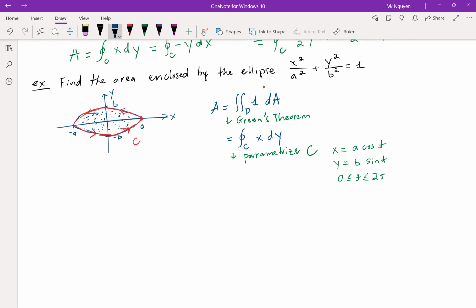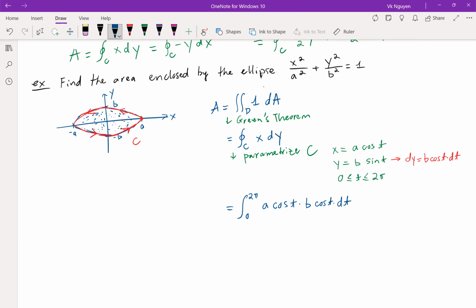Okay, so parameterize this, and we're going to have 0 to 2 pi. x is a cosine t, and then dy is, make sure that you do the dy here, b cosine t dt. So that's your dy.